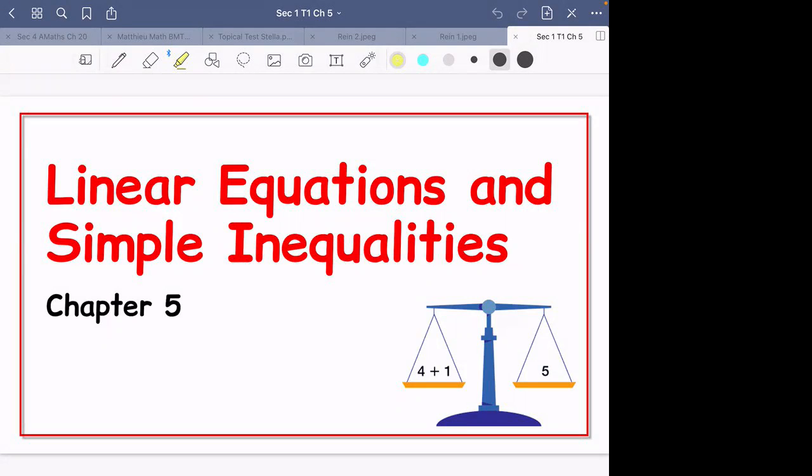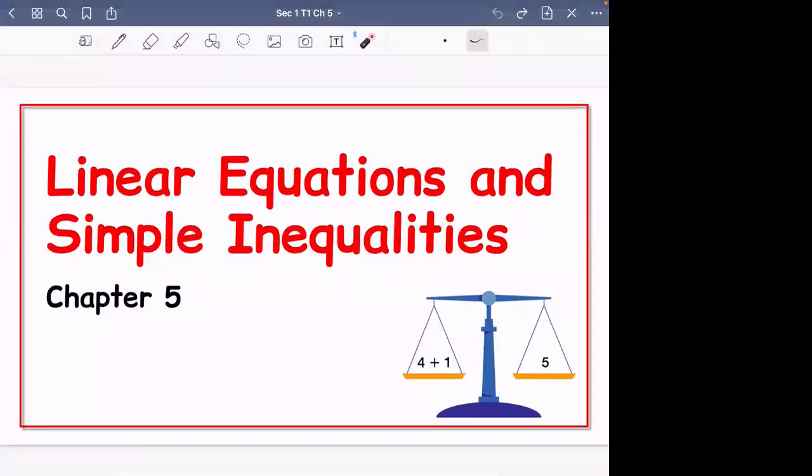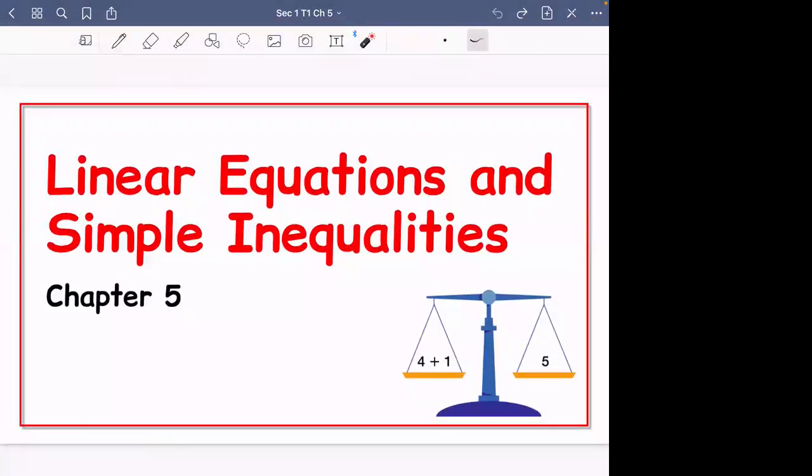Linear equations. Now, why do we call them linear equations? Because they create a straight line. That's why we call them linear equations. Later on in class, as we progress, we will be graphing lines, or linear equations, and later on, simple inequalities.